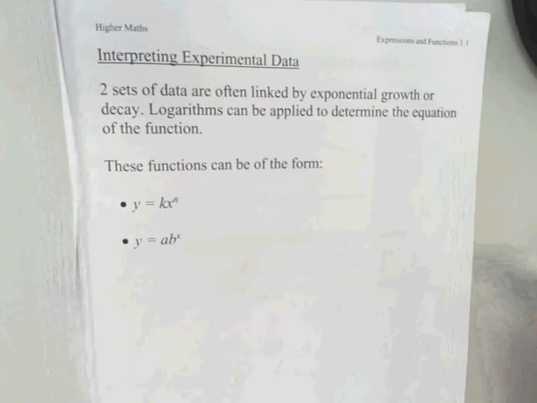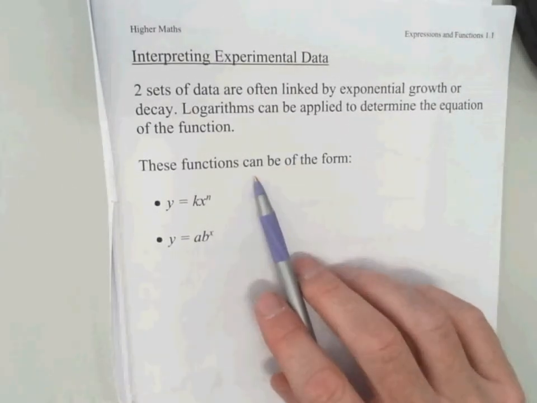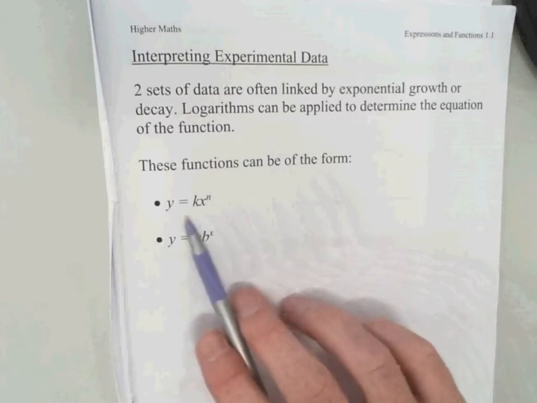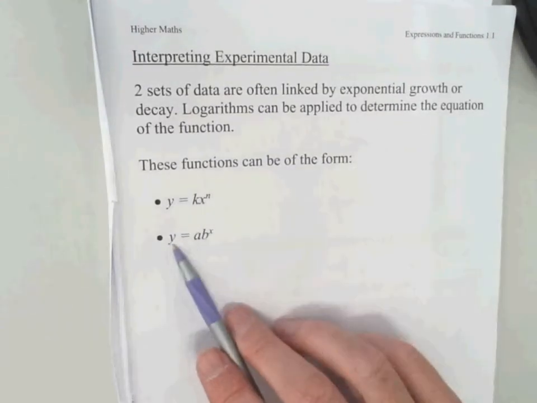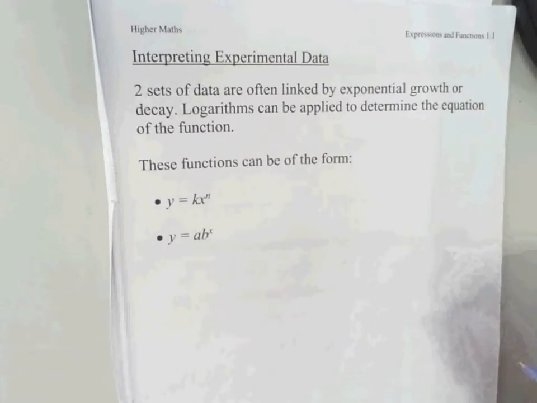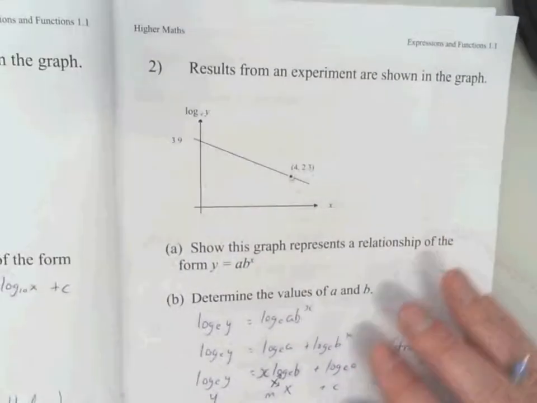Okay, so two functions, or these functions can be of two separate forms, so y equals kx to the n, for example 5x squared, or y equals ab to the x, so for example 5 multiplied by 2 to the x.